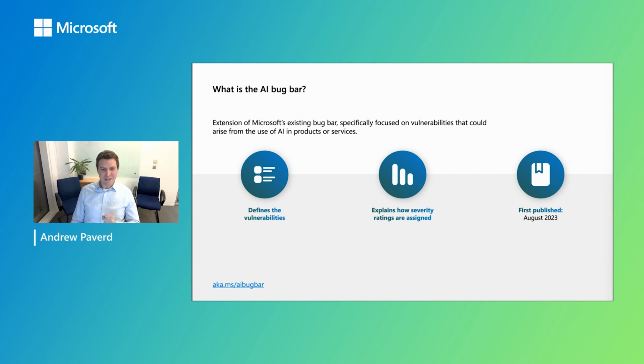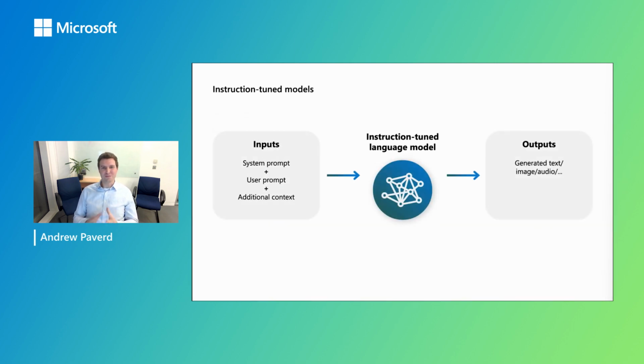aka.ms/AIbugbar. And before I dive into all of these new vulnerability categories, to set the scene, we really need to talk about the big new thing, the new thing that's changed since 2023, as Lynn mentioned, with the introduction of Copilot and specifically around large language models. And that relates to instruction-tuned language models. So here's a little bit of background about that and how we can think about them.